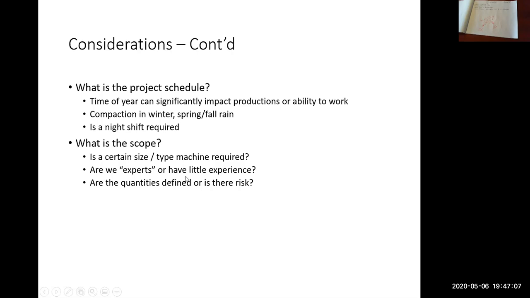So the next one there, are we experts, or do we have very little experience in the scope of work that we're pricing? So if you're a road builder and you've built 1,000 road projects and you're bidding, so you're estimating another road project, you would likely call yourself an expert in the road building field. If you've never built a road, if all you've ever built was high rises, you would say that you're not an expert in road building. So what does that mean? Your productions, your productivities should be significantly lower if you're not an expert in the scope.